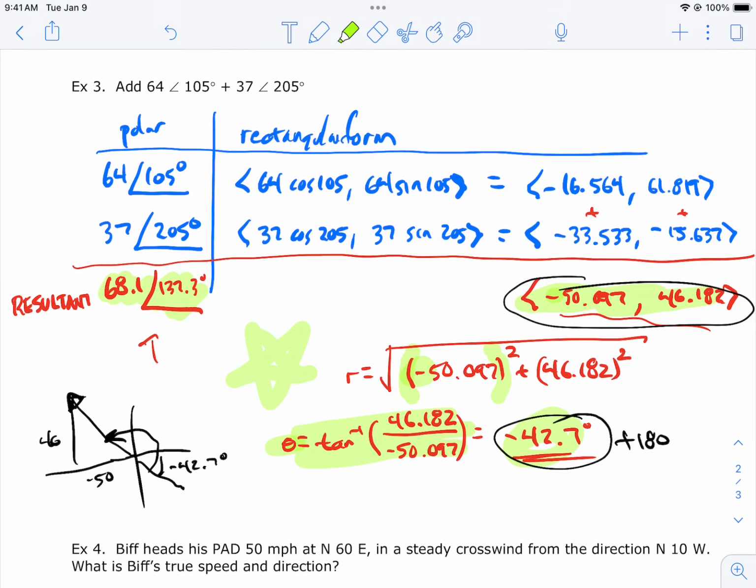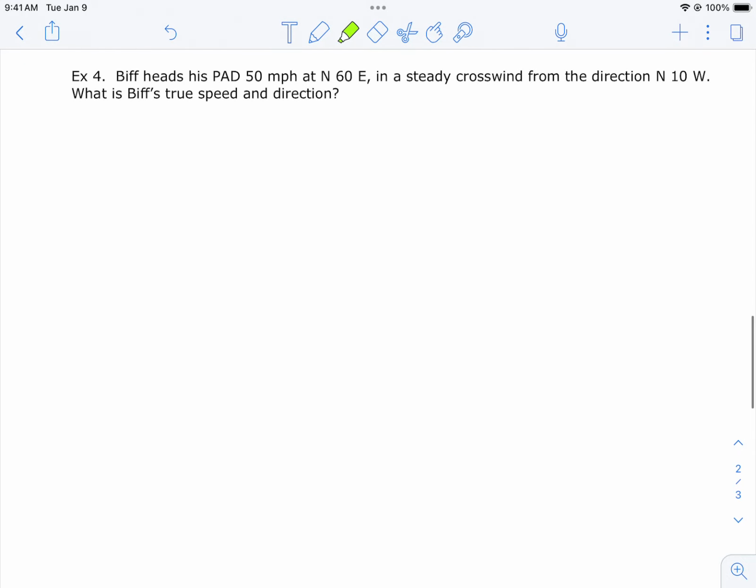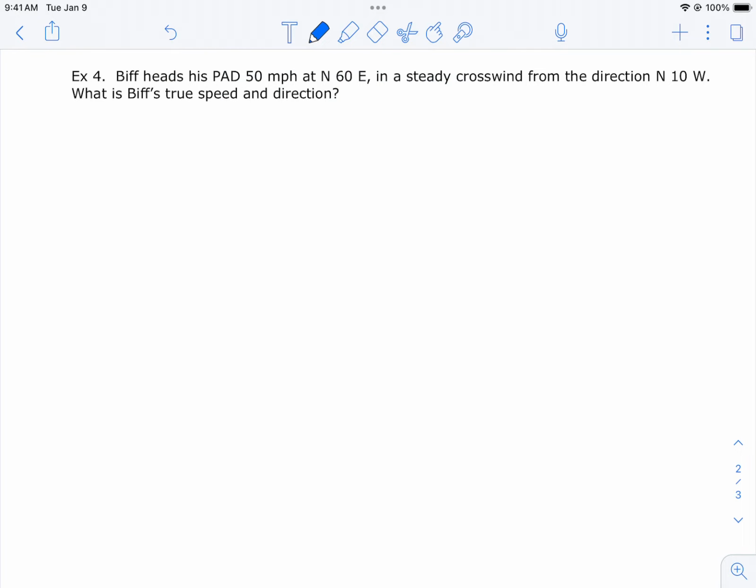Okay, so that's a good problem. Oh, that has to go on the test, doesn't it? Doesn't it have to? It has to. Or maybe this one. Okay, so what do we got here?